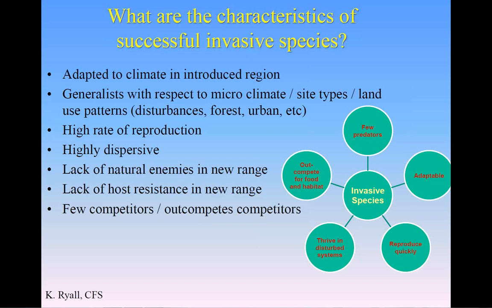And also, there are a few competitors here that are specialists on it that can actually control the populations. There will often be predators or parasites that will benefit from it, but often they're unable to control the actual population. So woodpeckers and emerald ash borer would be an example where woodpeckers just love emerald ash borer, but there aren't going to be enough woodpeckers to actually control emerald ash borer.